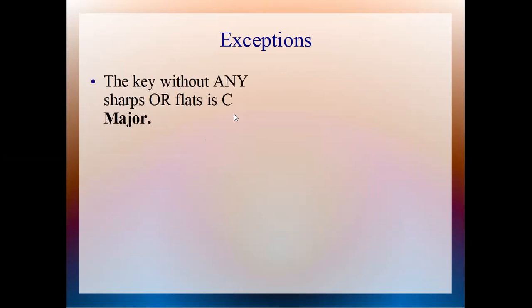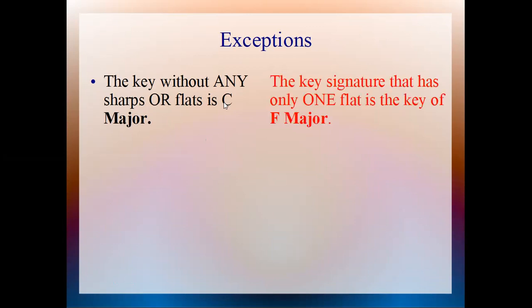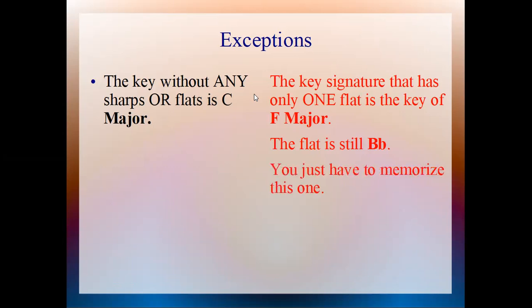The key without any sharps or flats in it, a lot of students say, oh, that one has no key signature. No, it does have one. It just doesn't have anything in it. And the name of the key is C major. You just have to memorize it. The key signature that has 1 flat is the key of F major. And that flat is still B flat. It still follows that rule. And you just have to memorize this too.